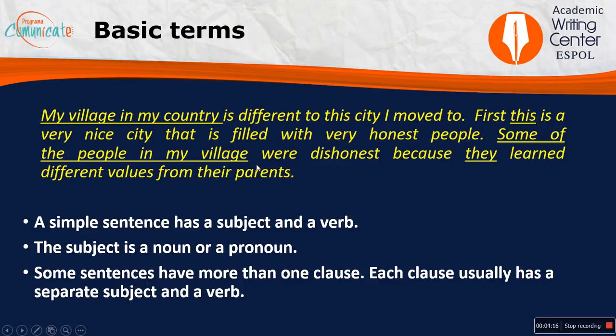Okay. Here we have the subjects, and so the verb in sentence 1 would be is, the verb in sentence 2 is in the first part, and the verb here were learned. So we can conclude as shown on screen. A simple sentence has a subject and verb, and the subject could be a noun or a pronoun. Some sentences have more than one clause, and each clause usually has a separate subject and a verb.